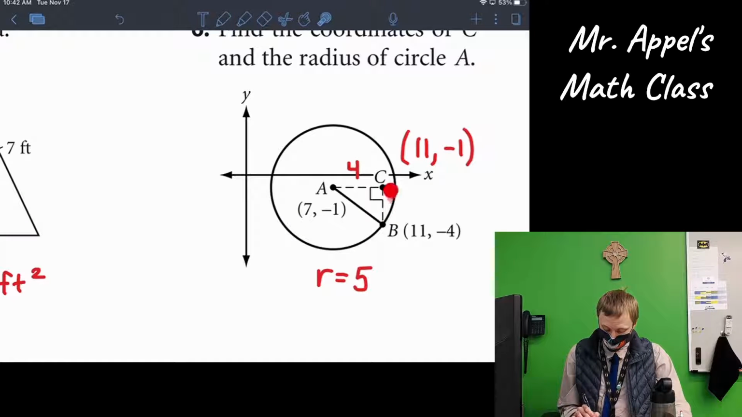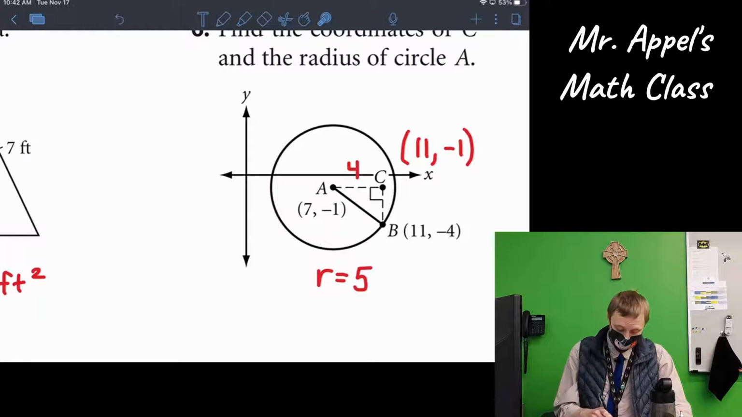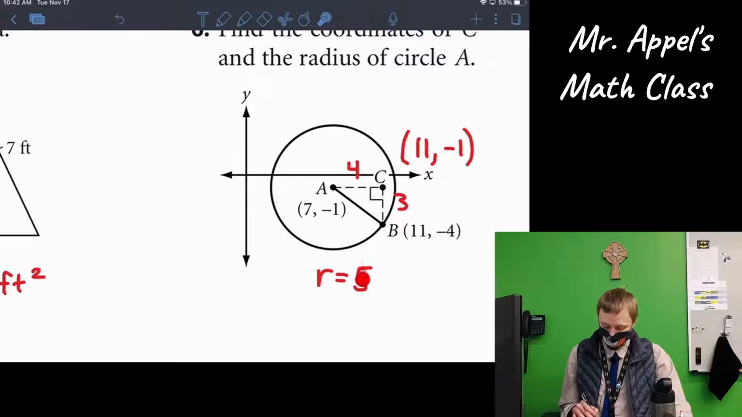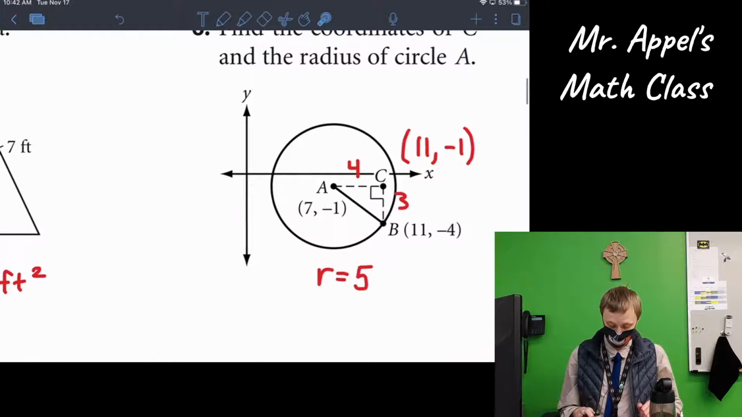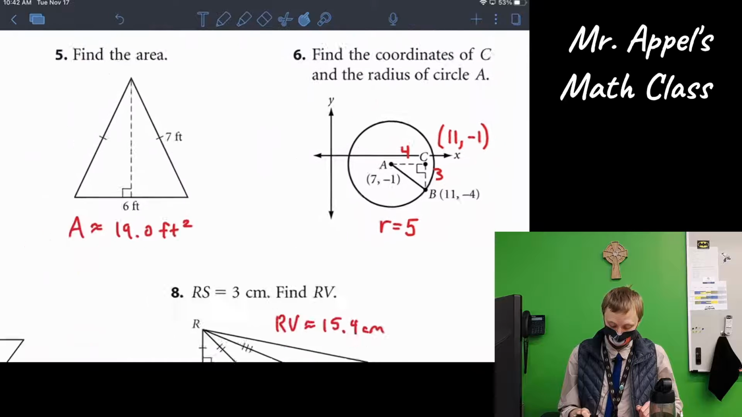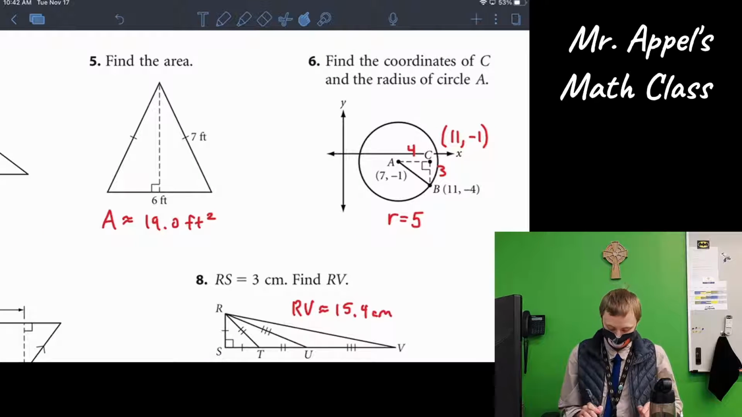And same thing from C to B, except y-coordinates, because it's moving up and down. From -1 to -4 is how much? That's right, 3. Look at that. It's a 3, 4, 5 triangle. Pretty nifty, huh?